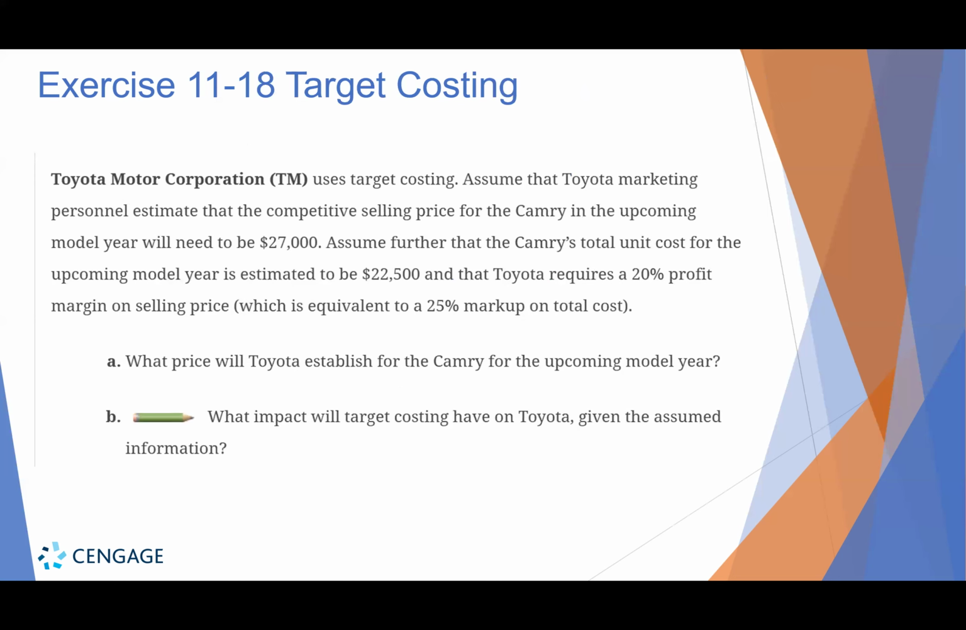Toyota uses target costing. Assume that Toyota marketing personnel estimates that the competitive selling price for the Camry in the upcoming model year will need to be $27,000. Assume further that Camry's total unit cost for the upcoming model year is estimated to be 22,500, and that Toyota requires a 20% profit margin on its selling price, which is 25% markup. What price will Toyota establish for the Camry?